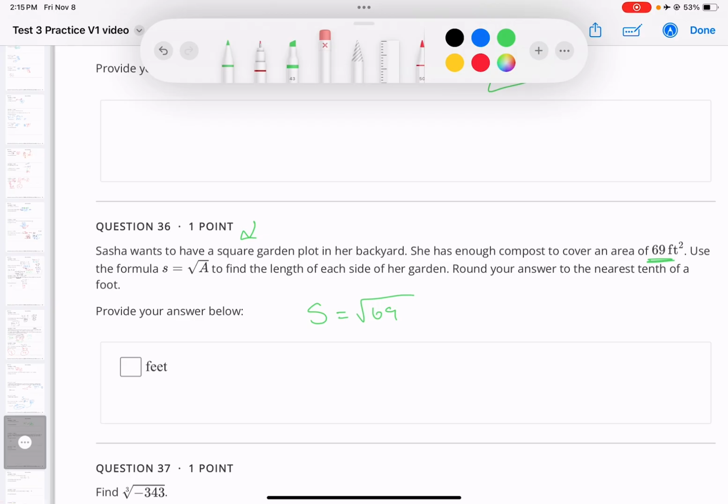So if I do that, that's going to give me 8.30662386, and it just asks for the nearest tenth. So we got 8.3.